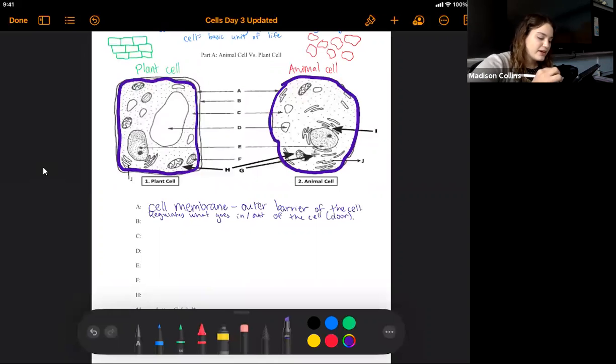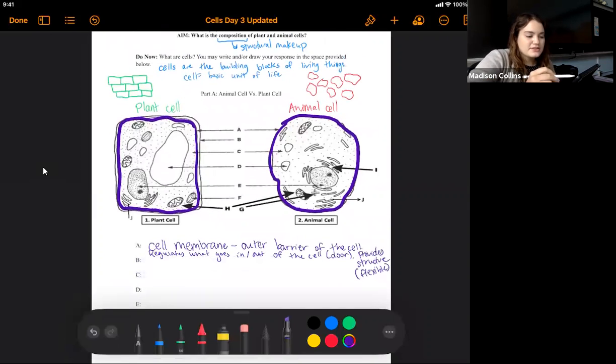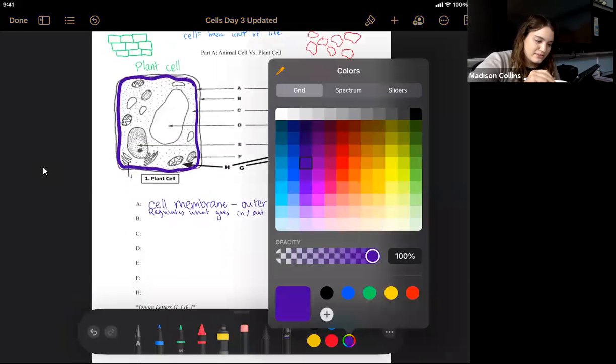Now it does provide, let's see if I can squeeze this in, provides structure. It does provide structure for the cell, but it's more flexible than the cell wall. And that's why we see that these animal cells are a little bit less uniform than the plant cells are, okay? Because the animal cells don't have the one key structure that makes them rigid. And that is actually going to be our structure. Let's do it in orange.